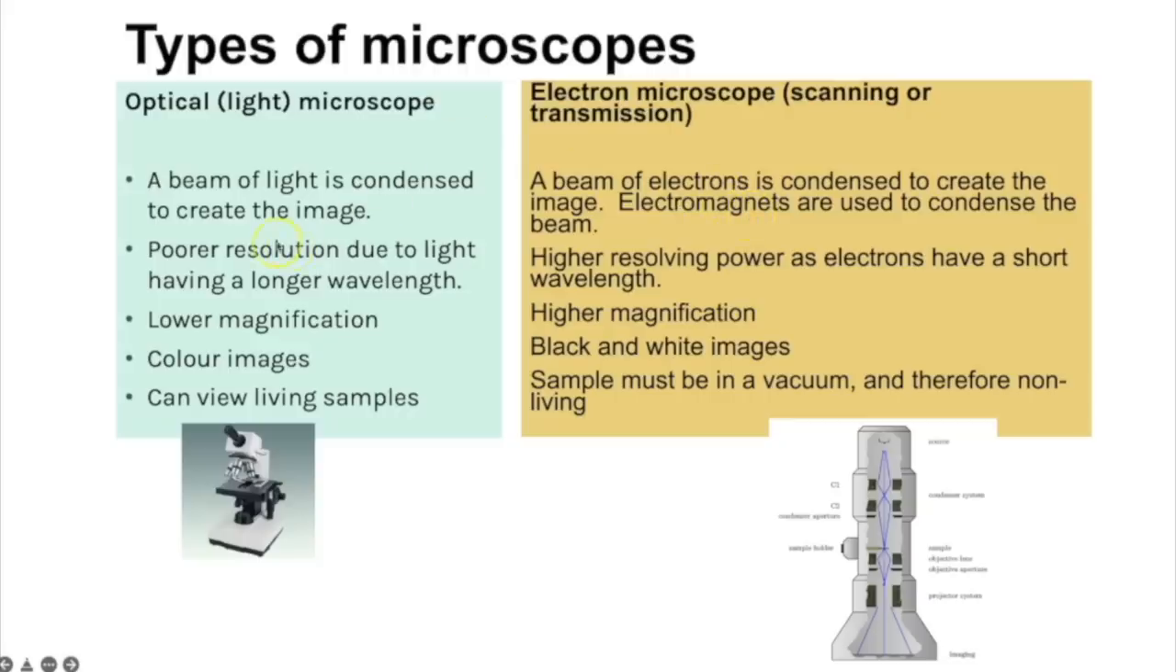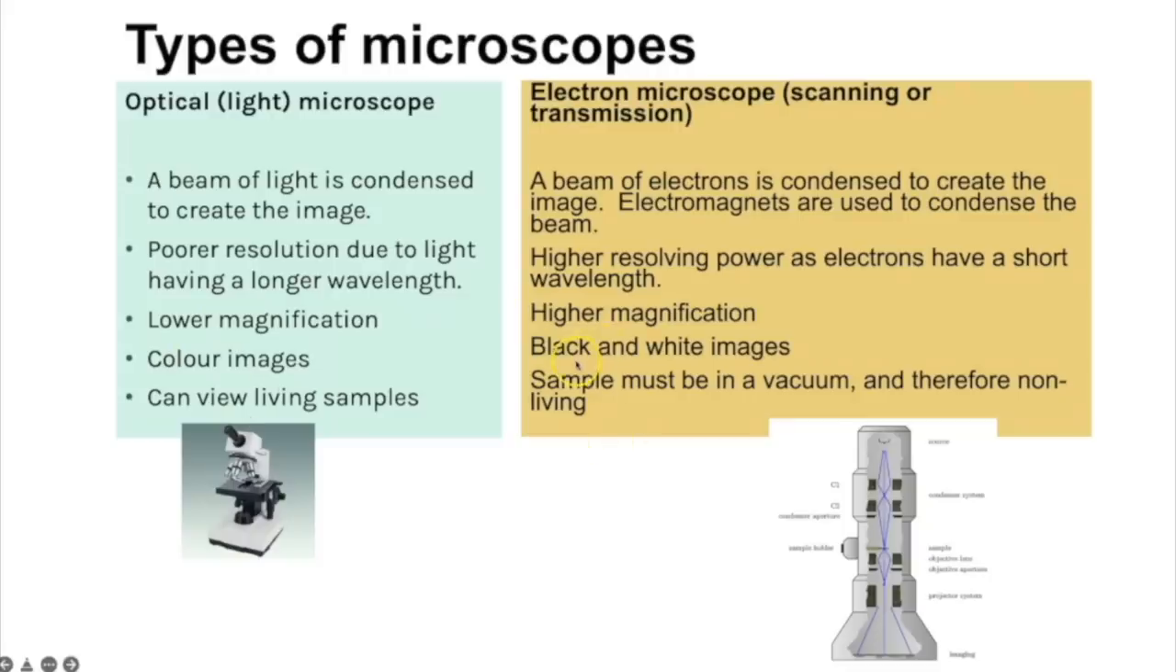The optical microscope has a poorer resolution due to the fact that light has a longer wavelength. So that means that the electron microscopes, because electrons have a shorter wavelength, have a much higher resolving power. There's also a lower magnification for the optical, higher for the electron microscopes. You can have colour images though, and you can view living samples with the optical microscopes. So those are two big advantages.